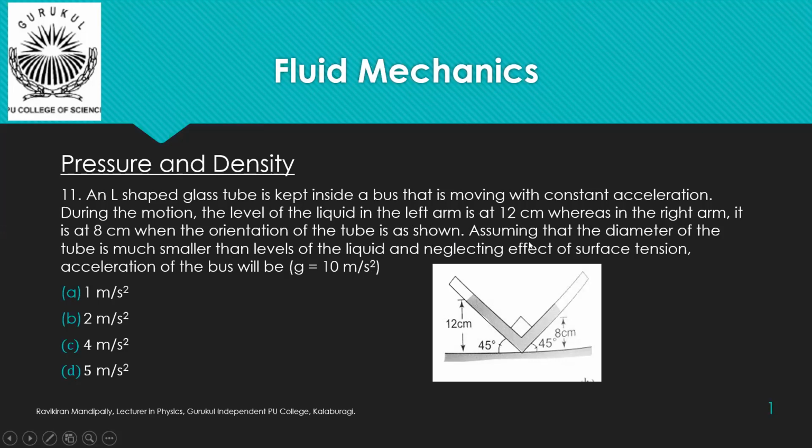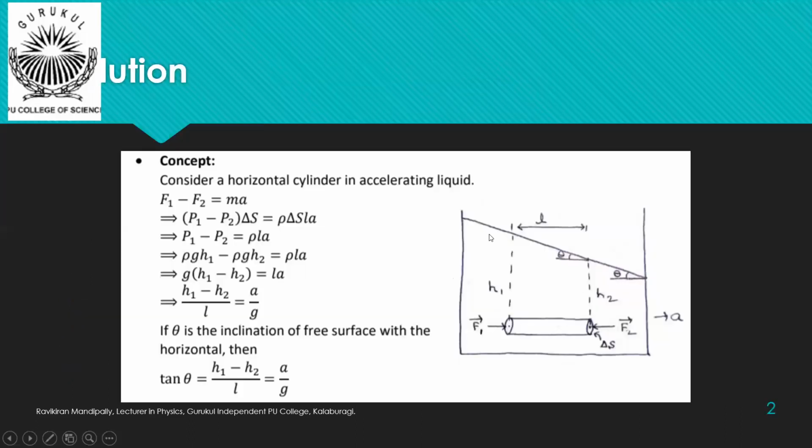So here they have given neglecting the effect of surface tension. That means we should not think of capillarity. And now in this case, the container is accelerating, so the free surface, the topmost surface of the liquid will not be horizontal, but it becomes inclined like this as shown in the diagram by making an angle theta with the horizontal.